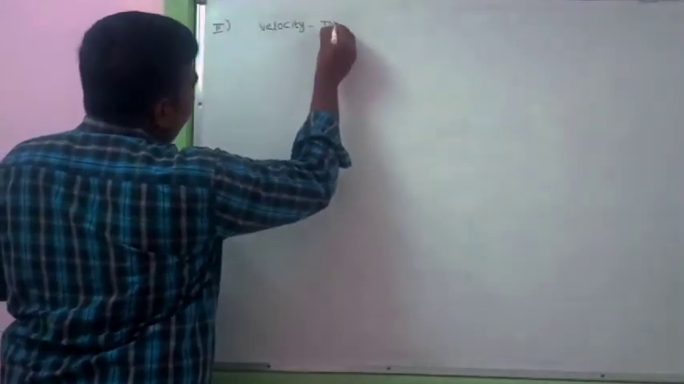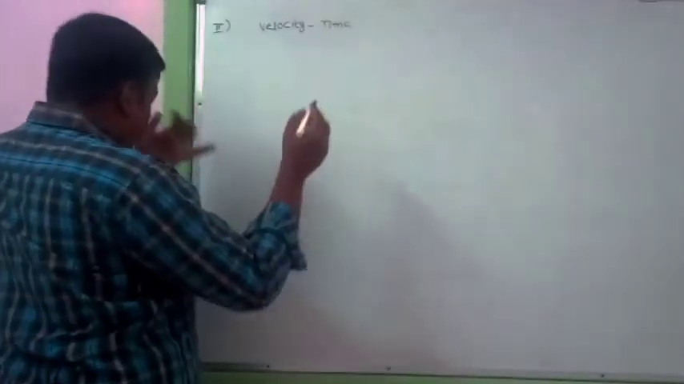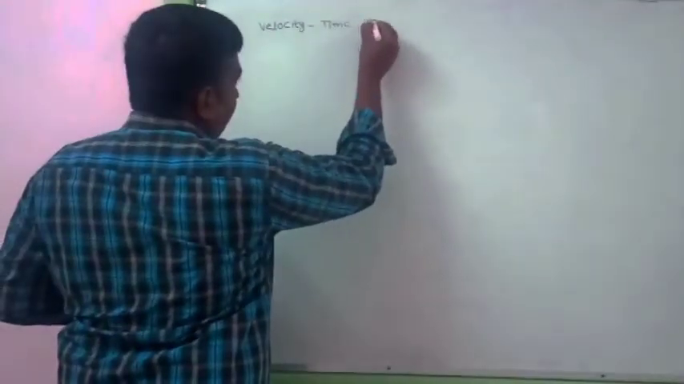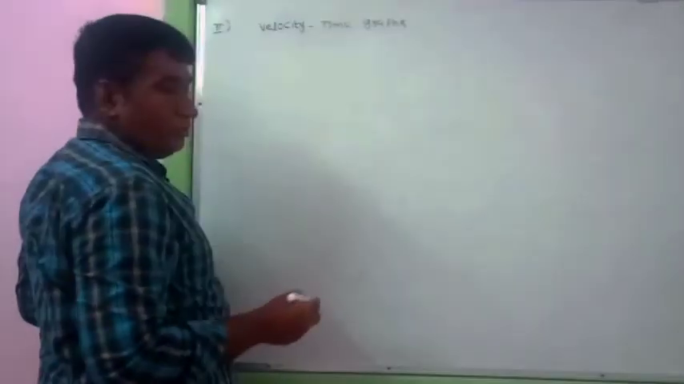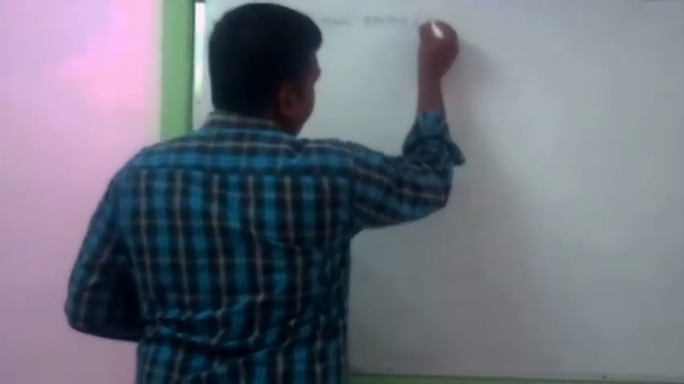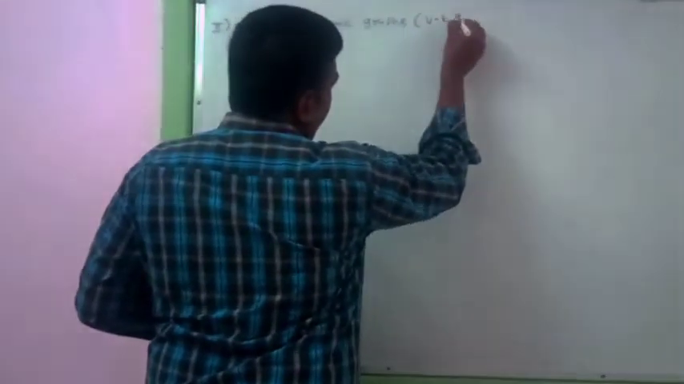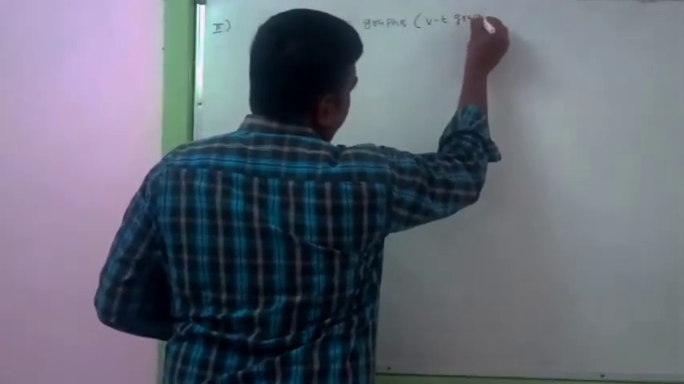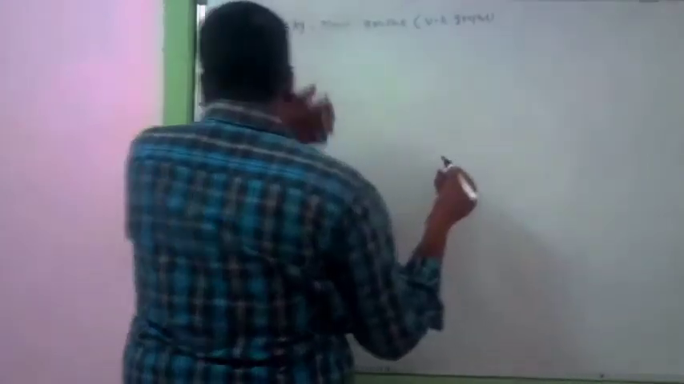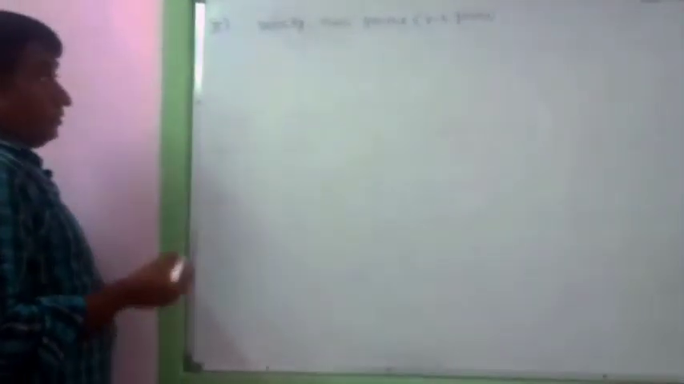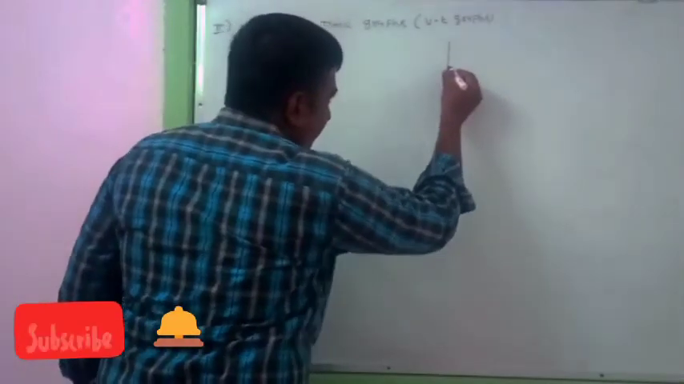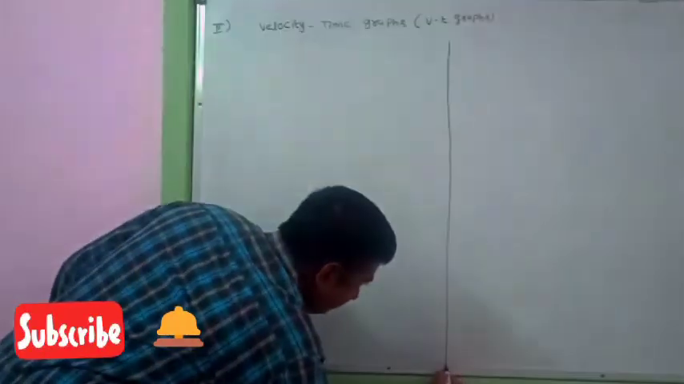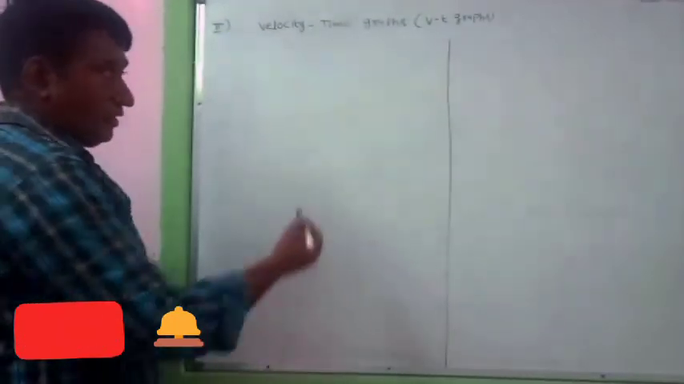Velocity time graphs. In simple form, I can write here VT graphs. So in this case also we are going to discuss 5 cases, just to reduce the time, which I am using like this.